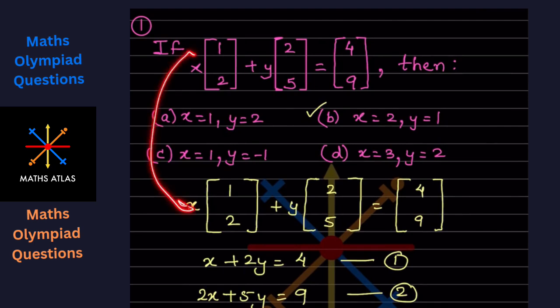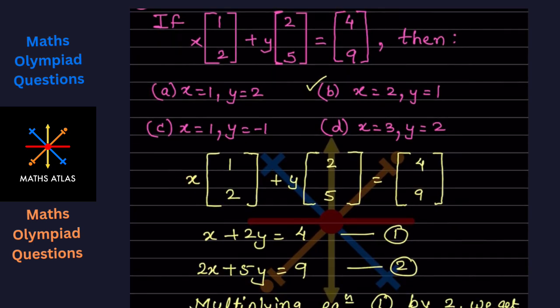So same thing, I brought it down over here, and first I solve this one. So this will be x into 1, that is x, plus 2y, and this is 4. So x plus 2y is 4. This is the first equation. Then the second equation is 2x plus 5y is equal to 9. So this is equation number 1, and this is equation number 2.